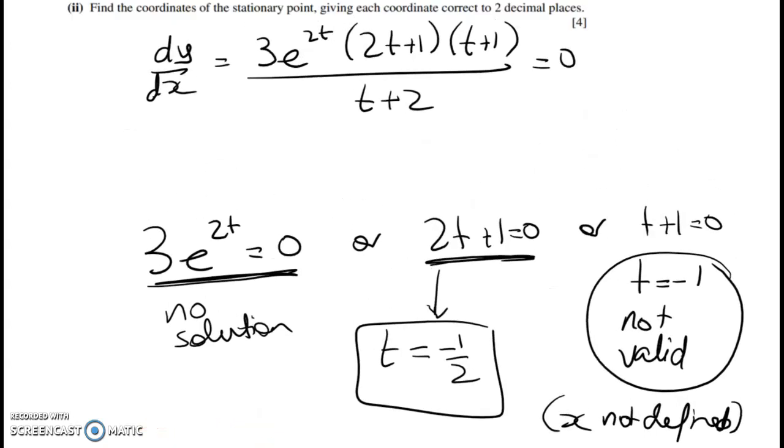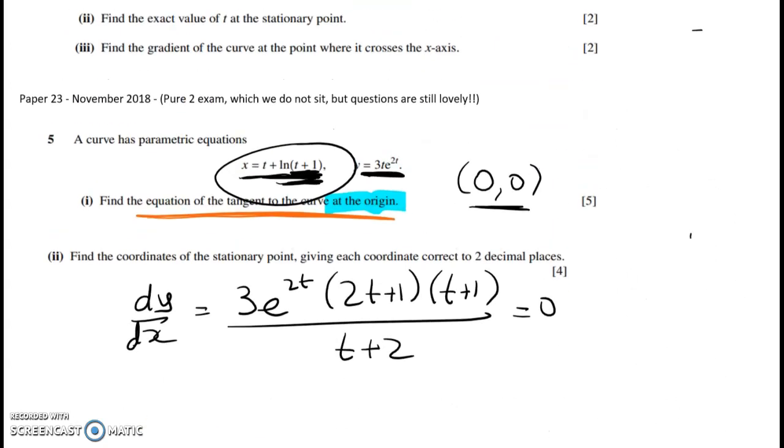Now let's check if that works with my original equations. Well, yes, it does, because there's no problem here, and then in here, I've got -1/2, but I'm adding 1 to it, so it's a positive number.